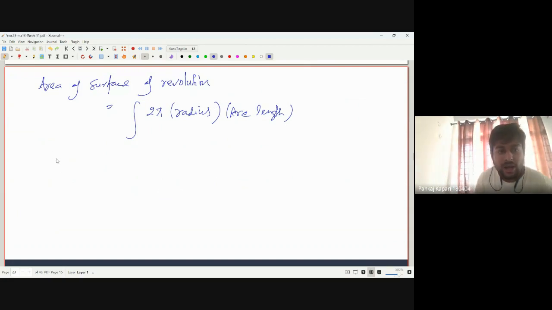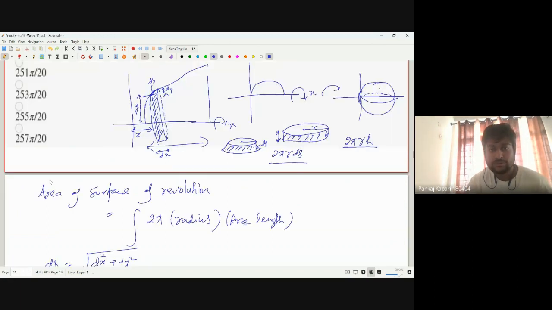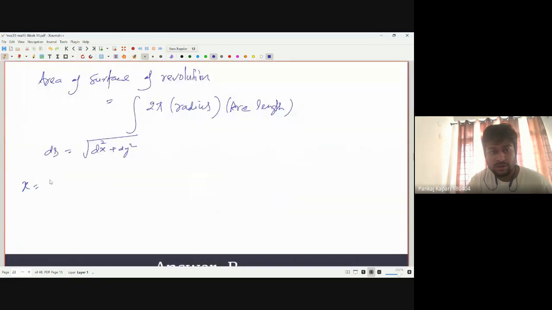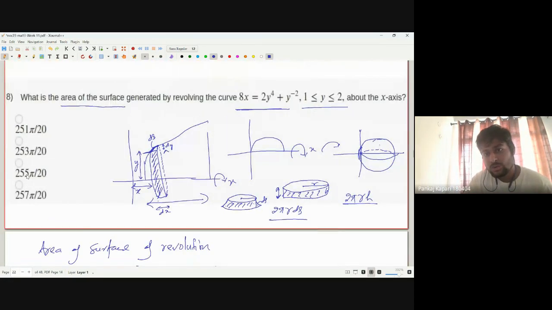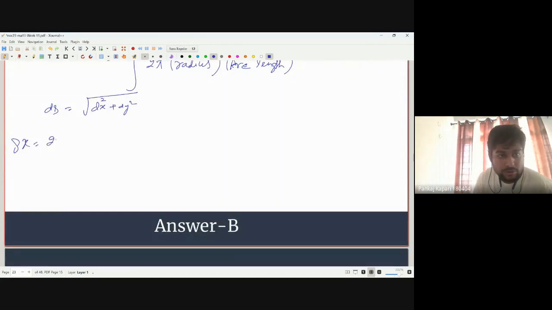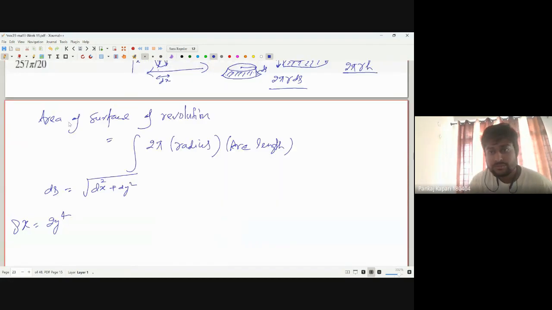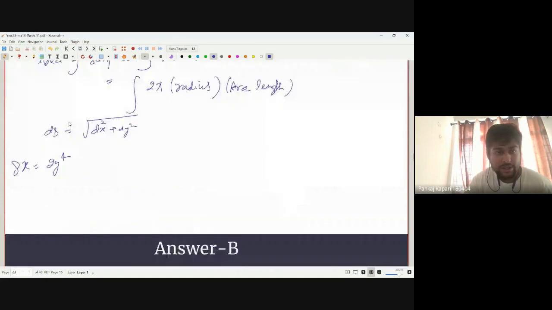So how do we find the arc length? Arc length ds is just equal to, you know, the square root of dx squared plus dy squared, right? So for us it's given that 8 times x is equal to 2y to the power 4 plus y to the power minus 2.